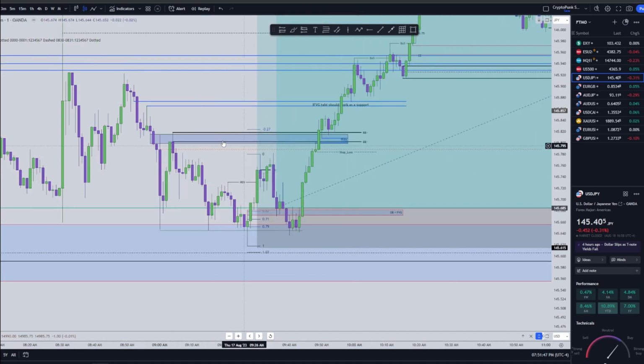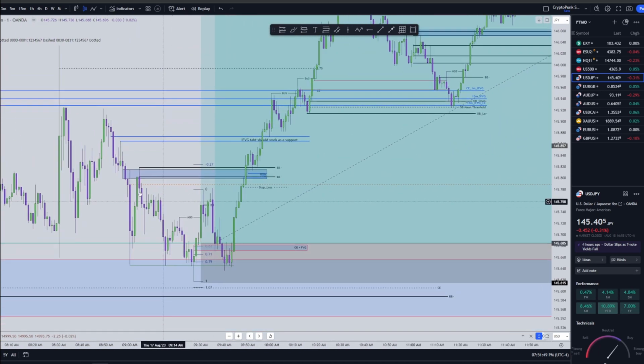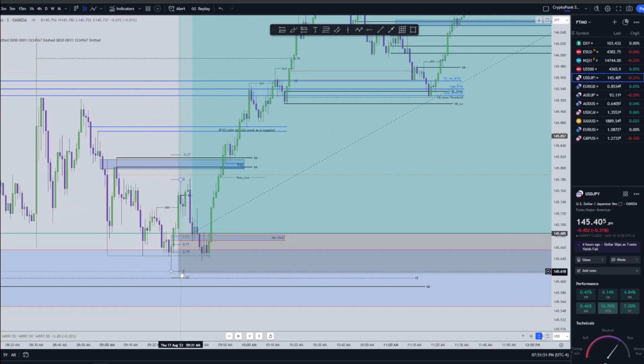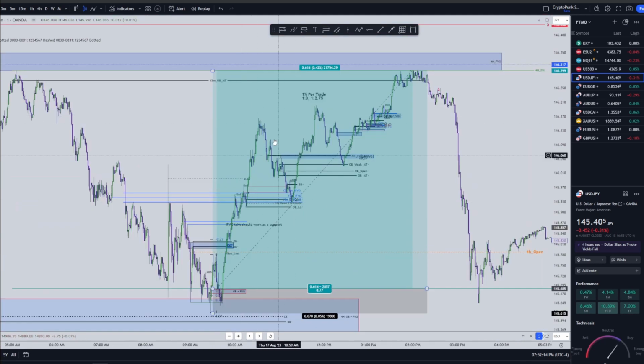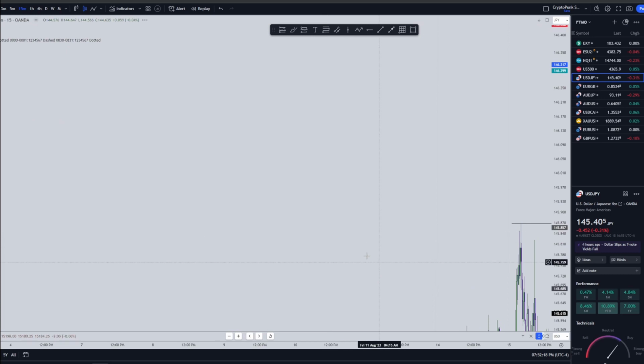But anyway, I was certain that price was eventually going to go up. So yeah, I let it play. Price came about halfway down to my stop loss level, and after that it went up. So this entire pullback on 15 minutes looks like this.